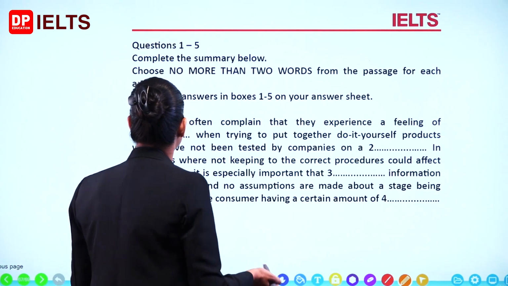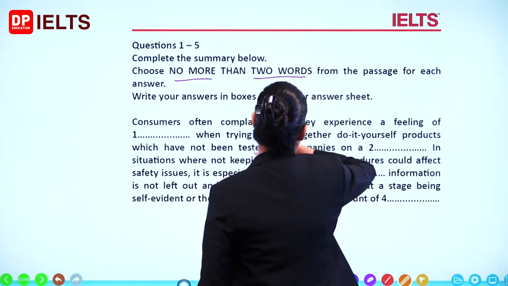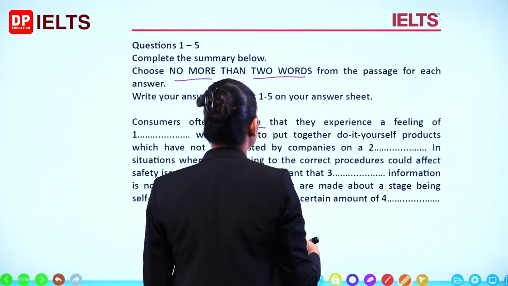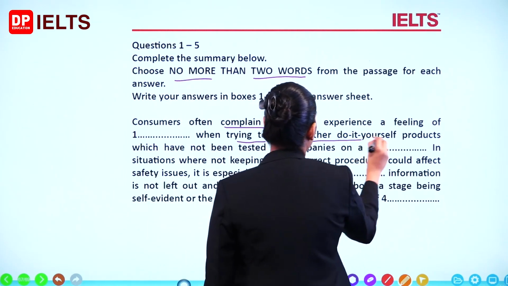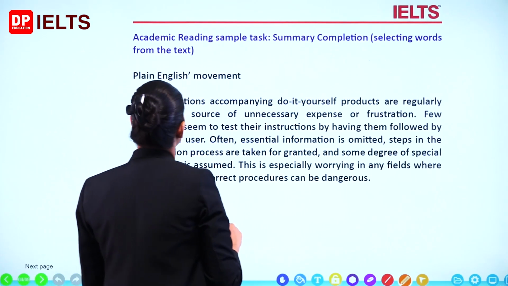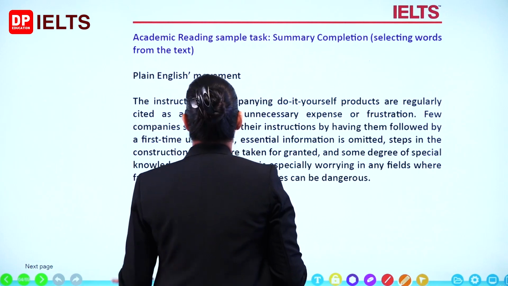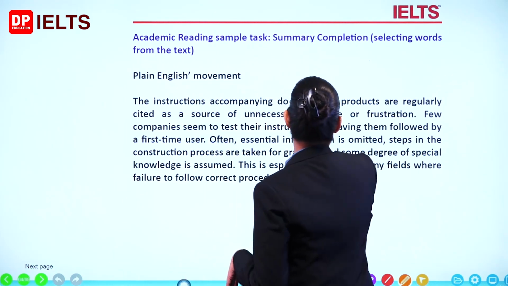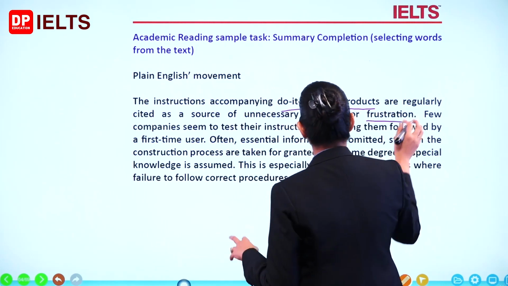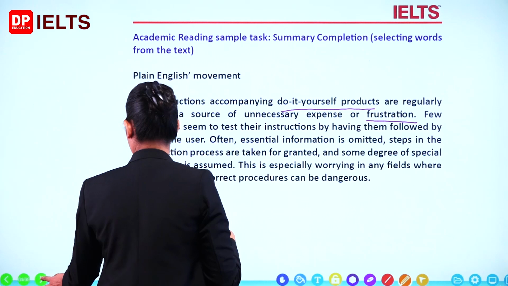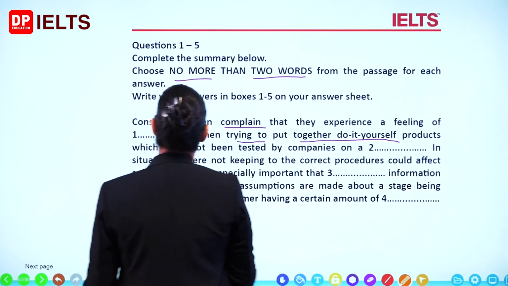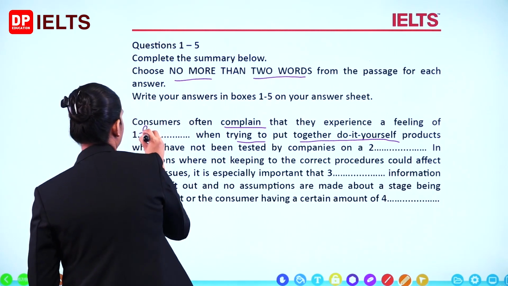Now in this one, let's have a look at it. No more than 2 words from the passage. Consumers often complain that they experience a feeling of what when trying to put together do-it-yourself products? Let's go and see what their feeling is. The instructions accompanying do-it-yourself products are regularly cited as a source of unnecessary expense or frustration. How do they feel? Frustrated. So, a feeling of, you can't say frustrated, frustration.